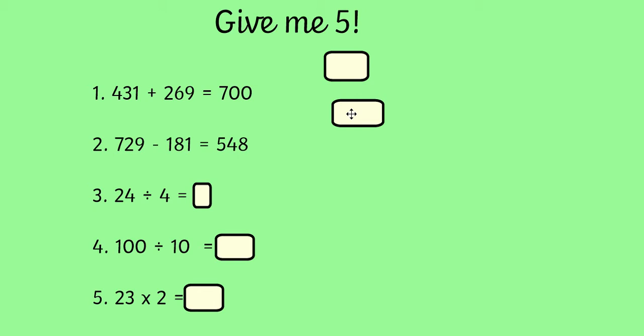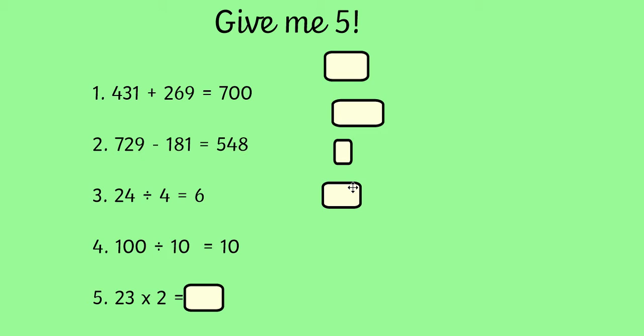24 divided by 4, we need to find what times 4 is 24, and the answer to that is 6. So 24 divided by 4 is 6, which means 4 times 6 is 24. 100 divided by 10. So something times 10 is 100. I know that 10 times 10 is 100. So 100 divided by 10 is 10.